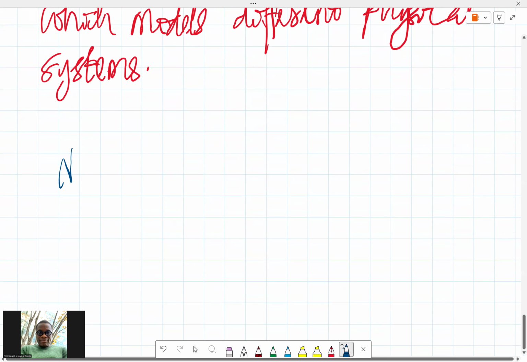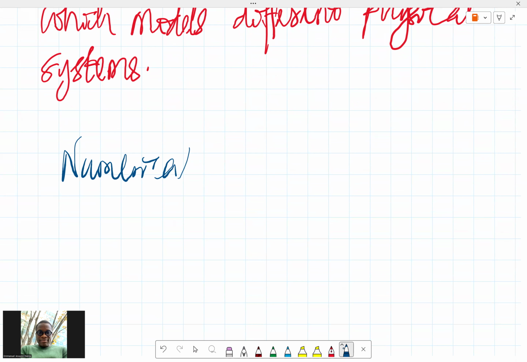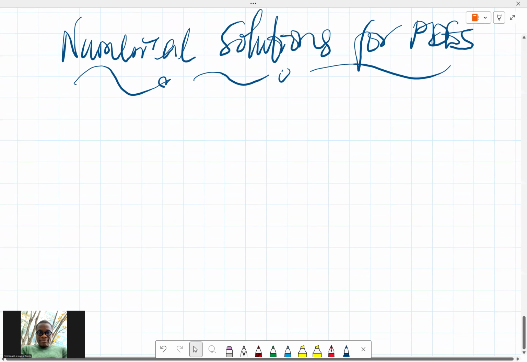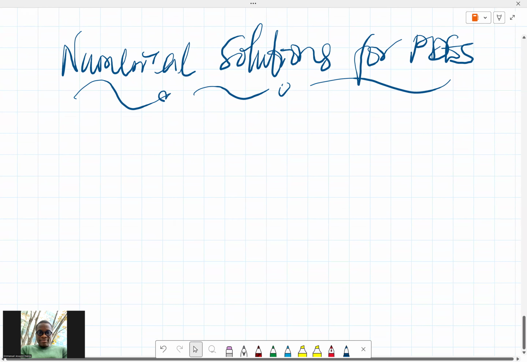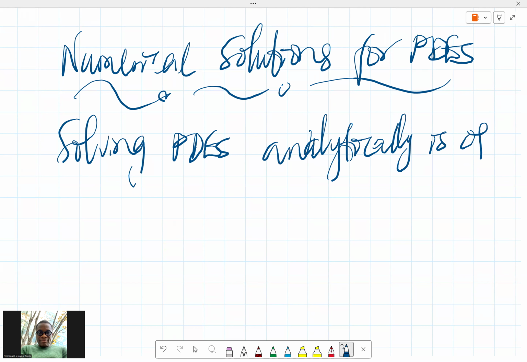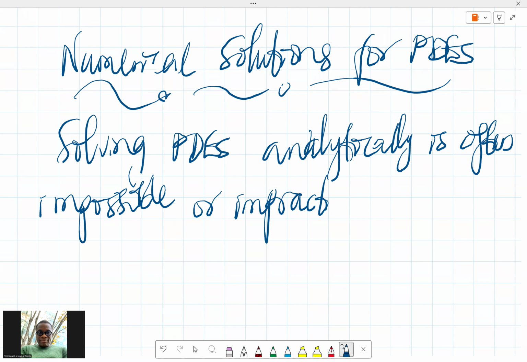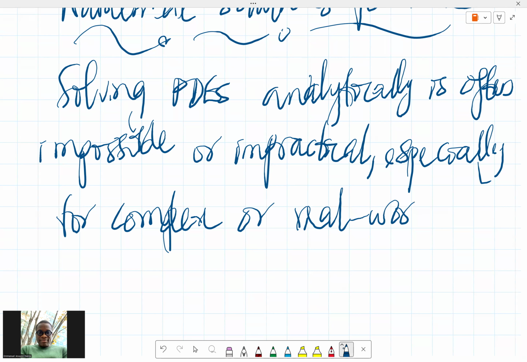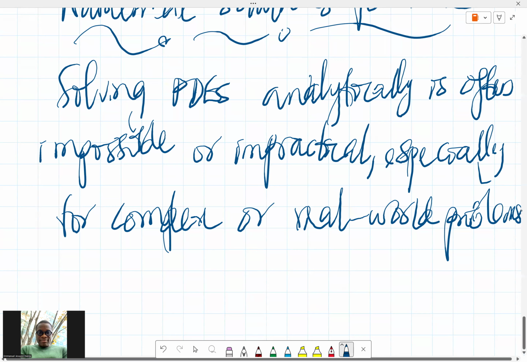Since our focus is on numerical solutions, let's see some numerical solutions for PDEs. Now, this is just an introduction. I'm just going to take two methods and we'll look at them one after the other. Interestingly, solving PDEs analytically is often impossible, or when it is possible, it is impractical, meaning the process is more tedious than you can imagine. It's either impossible or impractical, especially for complex or real world problems. Most real world problems are really complicated, so analytical solutions are difficult to come by.